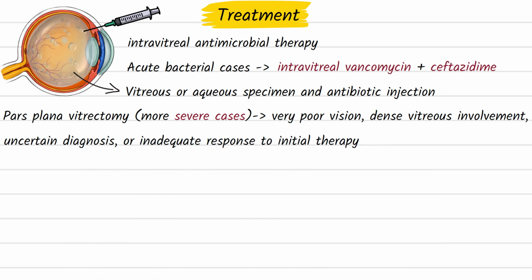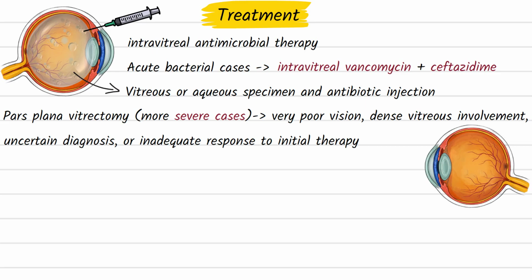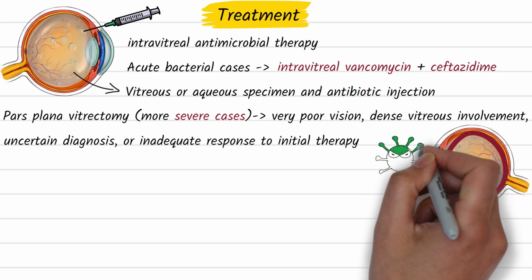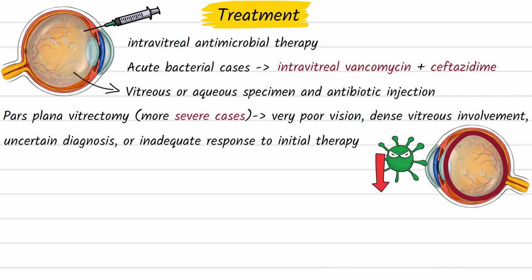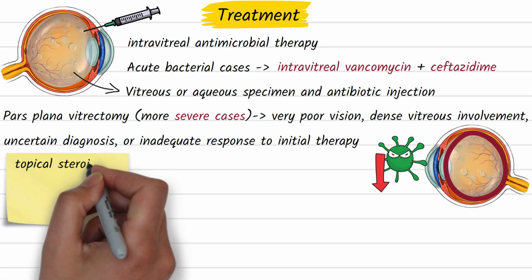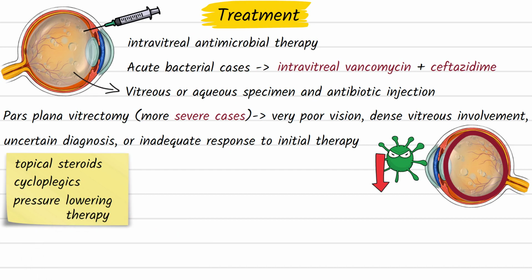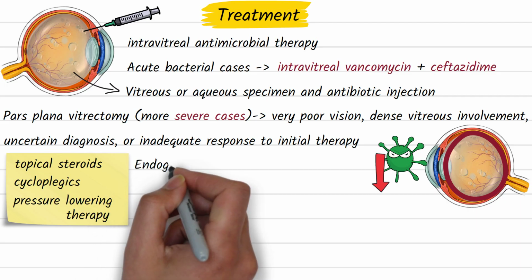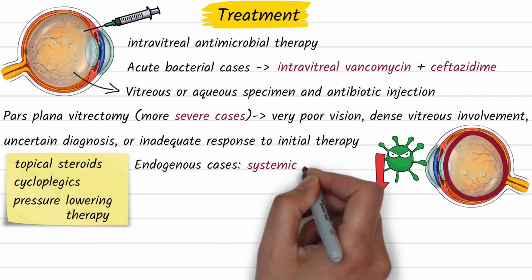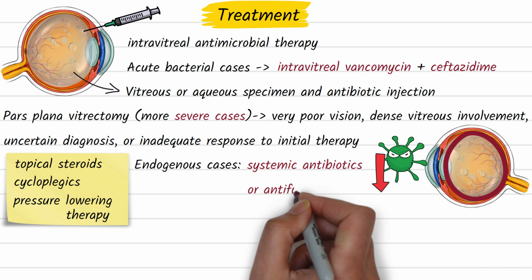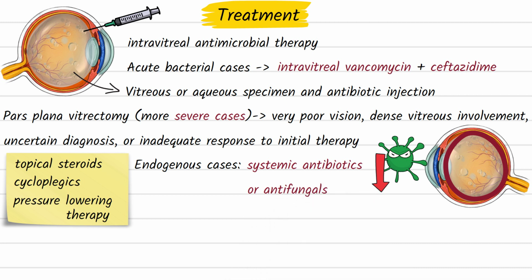In simple terms, vitrectomy means surgically removing infected vitreous gel to reduce the microbial load, clear inflammatory debris, and improve drug distribution and visualization within the eye. Adjunctive measures can include topical steroids, cycloplegics, and pressure-lowering therapy where appropriate, but these are supportive rather than definitive treatments. Endogenous cases often require systemic antibiotics or antifungals as well, because the eye infection may be only one manifestation of an active infection elsewhere in the body.